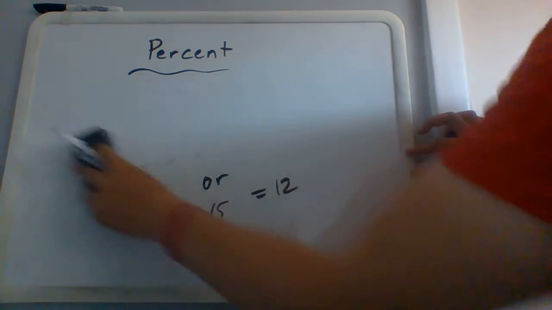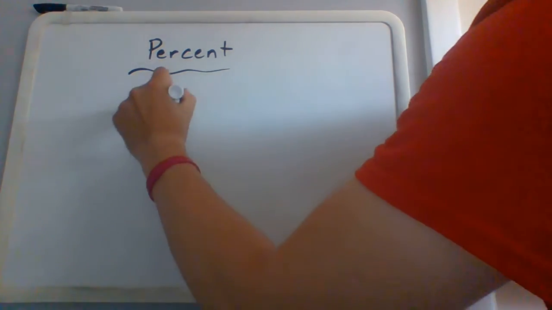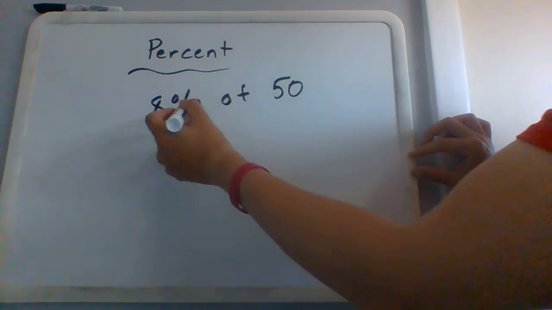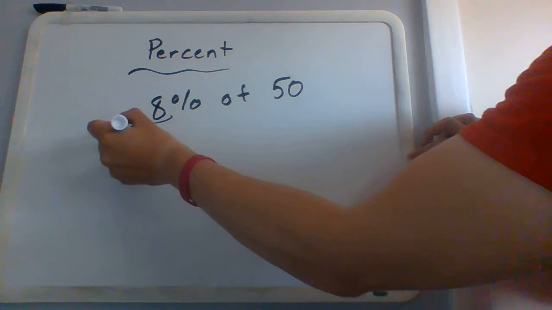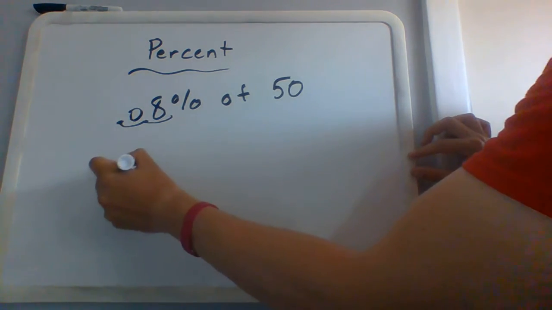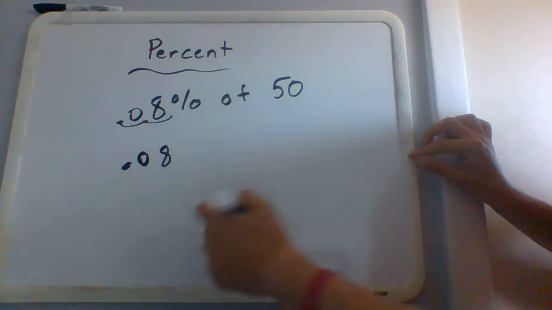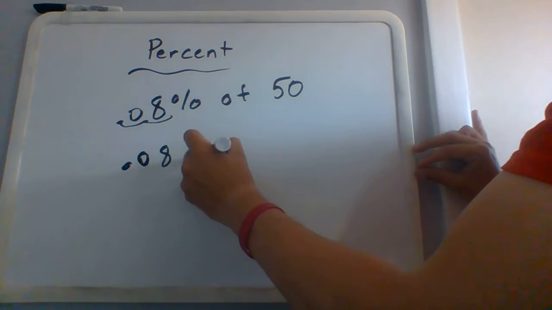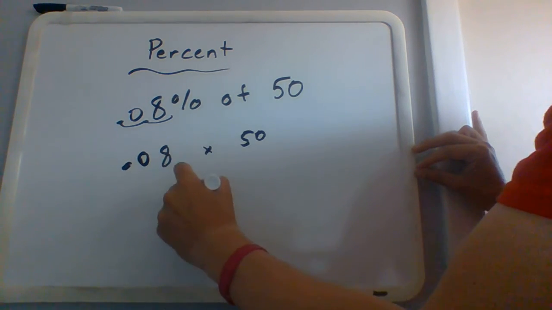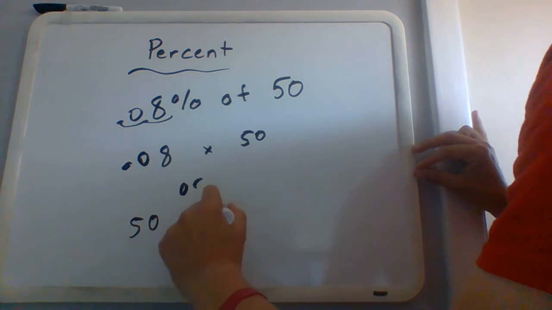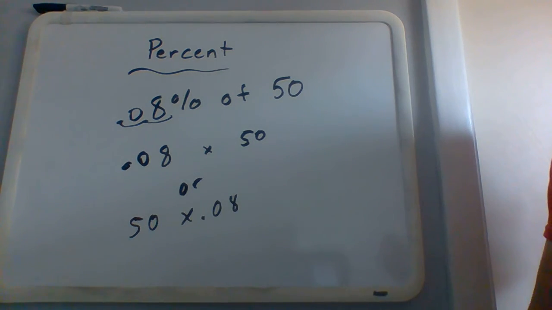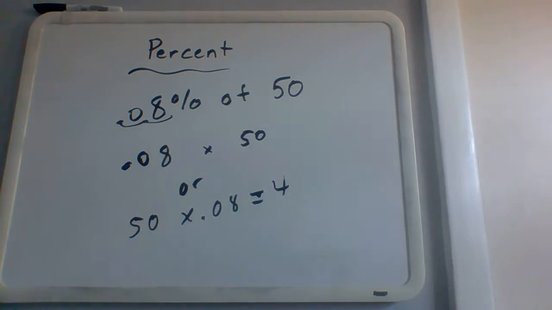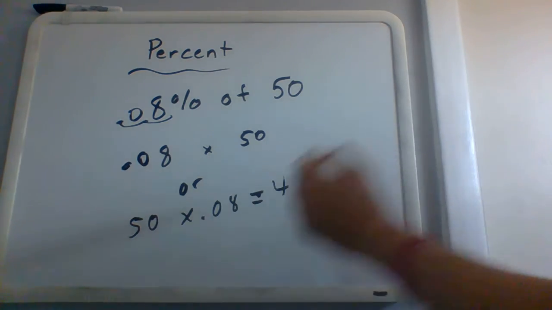Now, if you have a percent that is only a single digit, for instance, 8% of 50, when I move this decimal twice, I would go here and then here. So I need to fill that in with a 0, because if I do not put the 0, the calculator is going to see 0.8 as 80. So you have 0.08 times 50, or 50 times 0.08. When I plug that in my calculator, I get an answer of 4. That means 4 is 8% of 50.